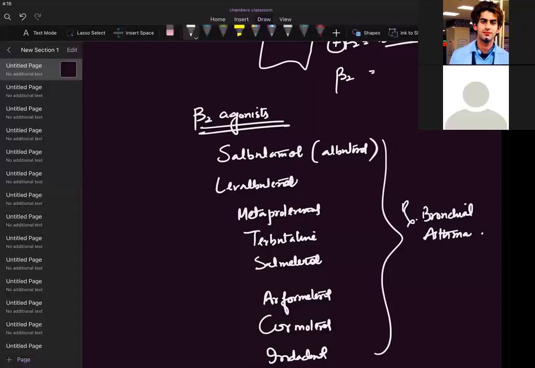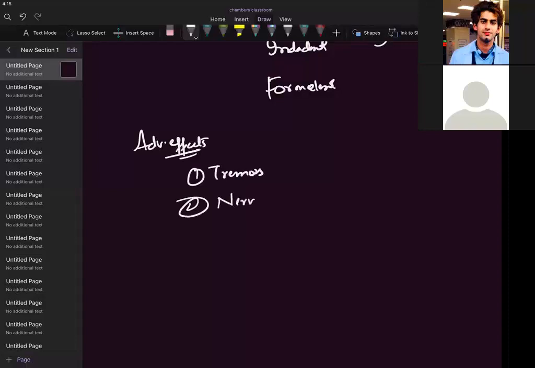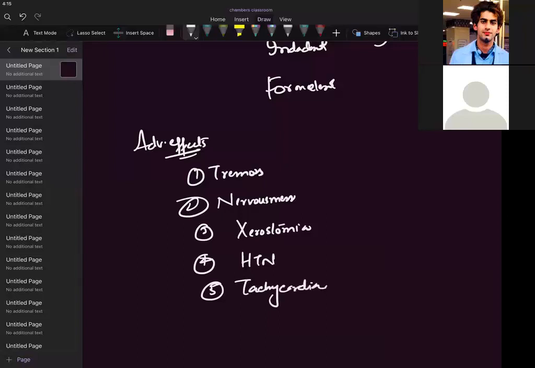So what are, by the way, the side effects or the adverse effects? Since they have a beta 2 action, they will be having tremors. I hope you understand beta 2 tremors, isn't it? They will be having nervousness. Third, they will be having xerostomia. Fourth, they will be showing hypertension. Fifth, tachycardia. So these are the adverse effects of beta 2 agonists.